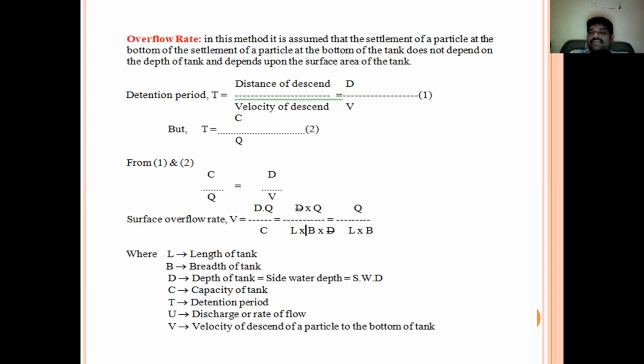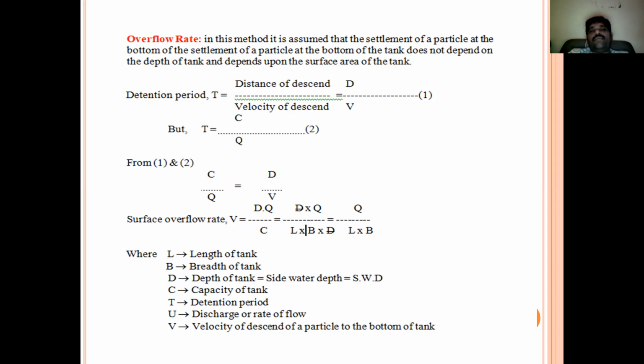Detention period, we learned. What is detention period? The time taken by a particle of water crossing from the entry to the exit of the settling tank, which also depends on the quality of the particle. The detention period T equals distance of descent divided by velocity of descent, T equals D by V, where D is the distance of descent and V is the velocity of descent.